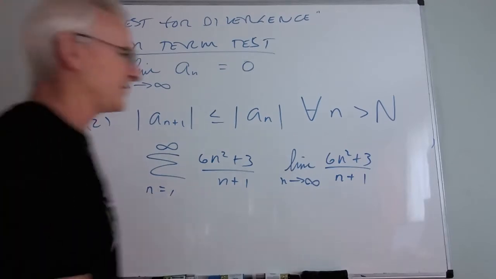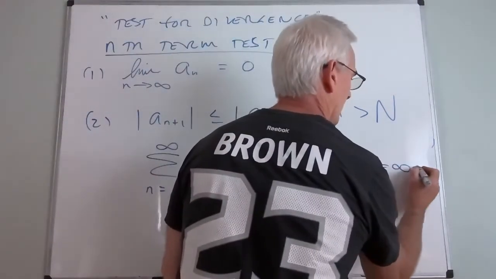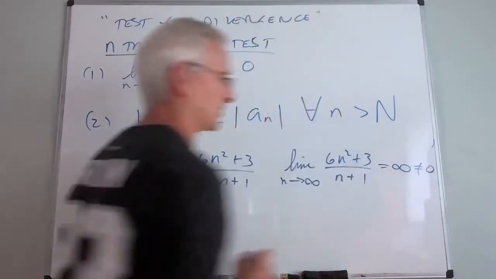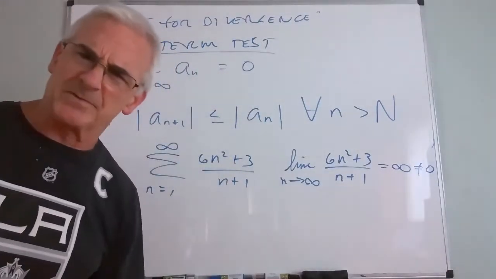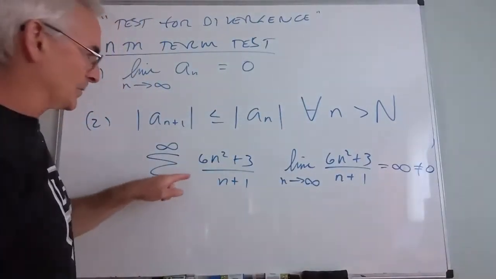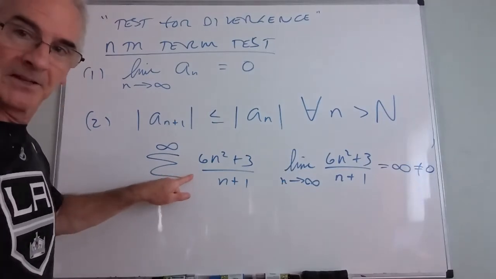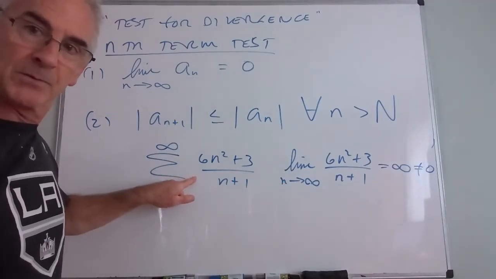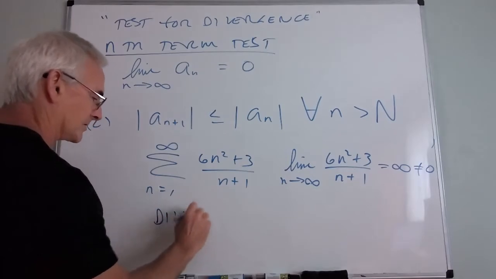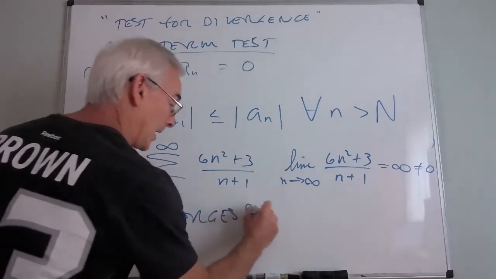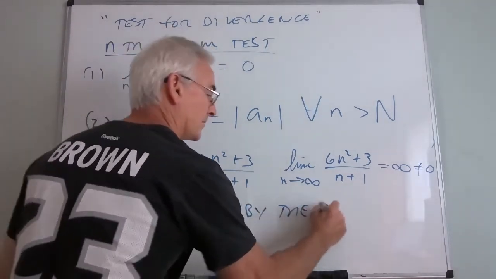Infinity. I get infinity. I'm pretty sure I'll write it like this, and that's not zero. I needed my limit to be zero. I got a limit of infinity. That means these terms are getting really big, and they're just going to keep getting bigger and bigger and bigger. So we can say this diverges by the nth term test.